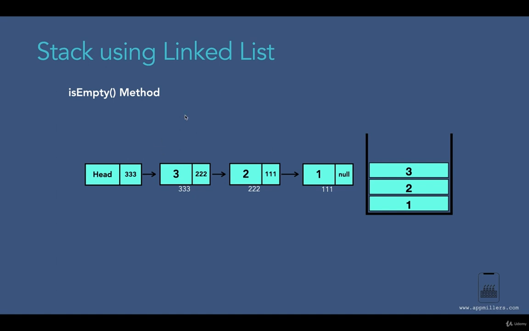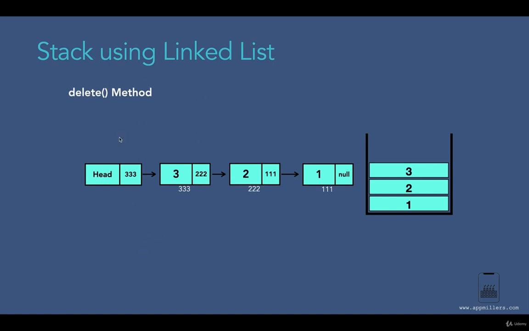Now we continue to the next method, which is the isEmpty method. If the head is equal to null, we are going to return true because in this case it's empty. If our head is not referenced to any node, it means that we don't have any node in our linked list. So this means that in our stack we don't have any elements, so it's going to return true, otherwise it's going to return false. So if our head is equal to null, we have to return true in this case.